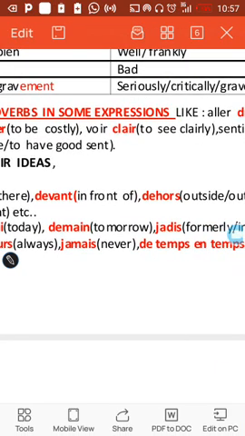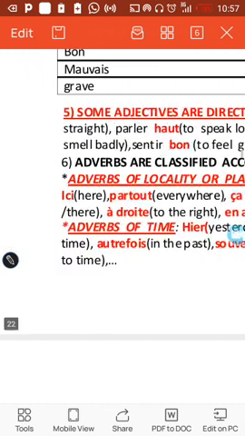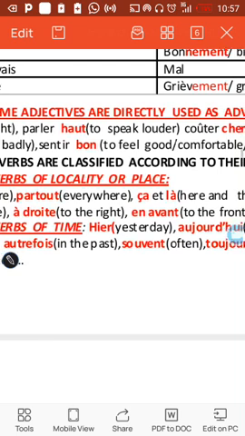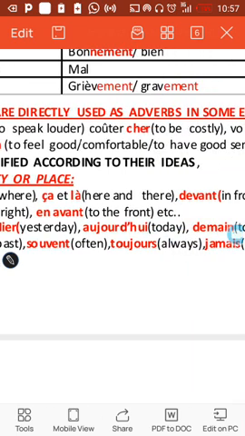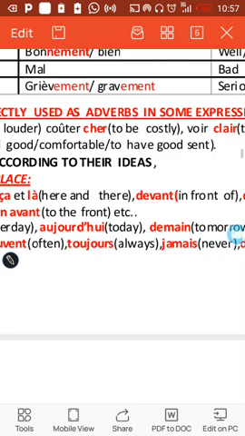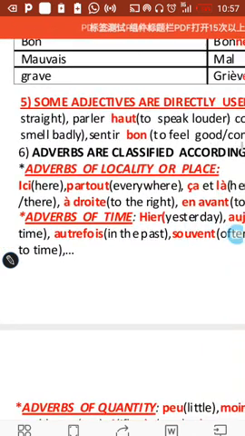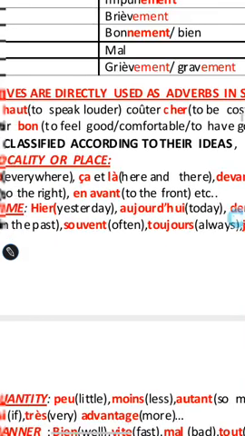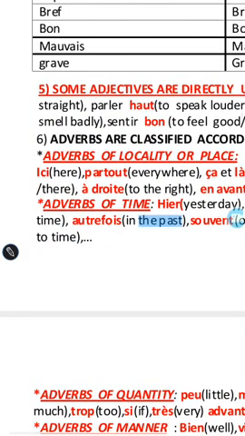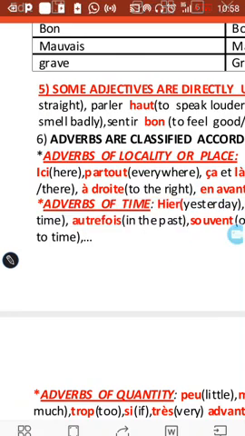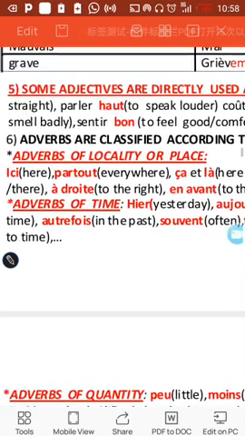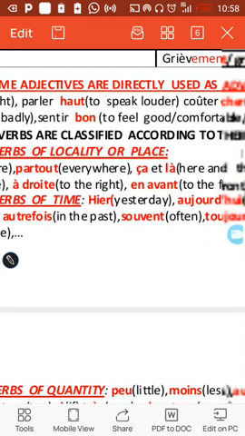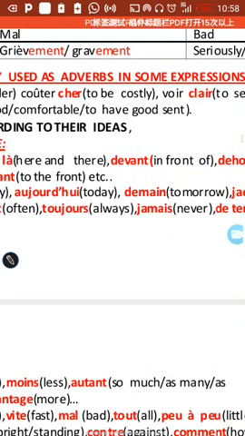So we have adverbs of manner also here. Bien, well; vite, fast; mal, bad. We saw some of them before, but here we are classifying them. Tout, all; peu à peu, little by little; ensemble, together; debout, standing; contre, against; comment, how; mieux, better.